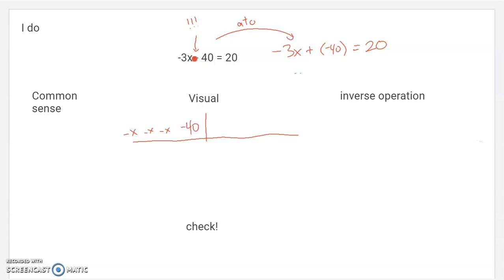I just think that's a lot easier to show than trying to show take away 40. And of course, 20 here. Okay. So another tip now. Now what we want to do, obviously, is get rid of that from that side in the visual strategy.